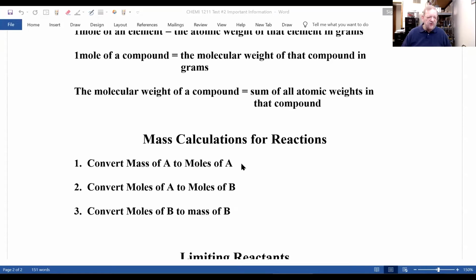All right, this is important information for test number 2, which means you'll be given this. And what do you need to do? Convert the mass, which means grams of A, whatever you're given the grams of, to moles of that compound. That's step 1. Step 2, whatever you just calculated, moles of the compound that you were originally given the grams of, you convert that to moles of the product you're trying to get. And finally, since we're trying to get grams, you've now calculated moles of B, you convert moles of that compound to the grams of whatever you're trying to get. So you need 3 steps. And let's take a look at the practice problem.